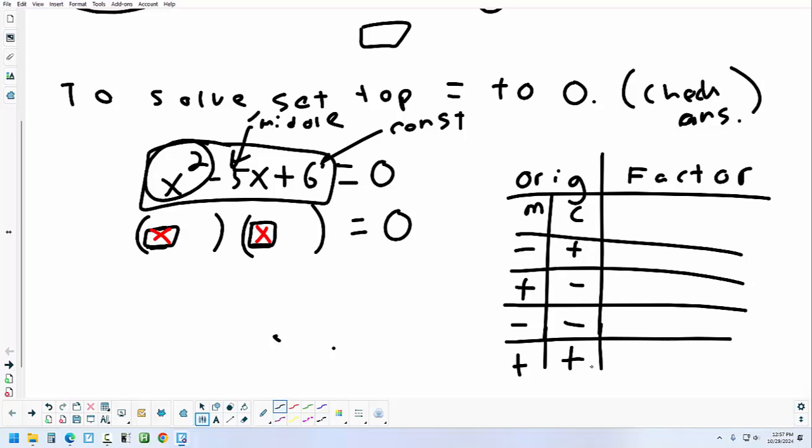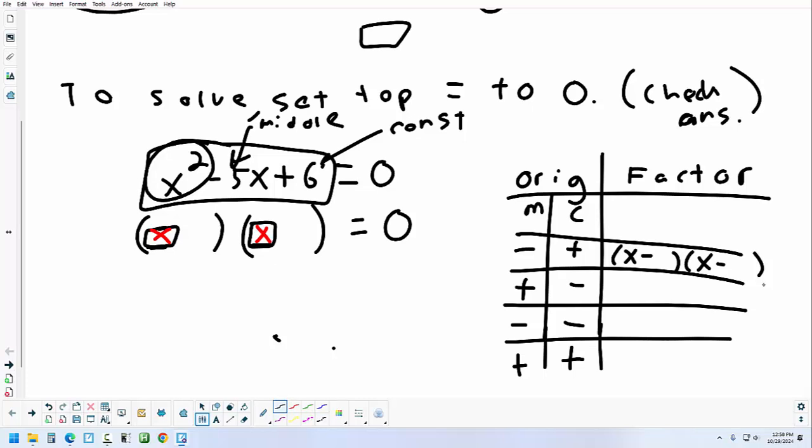That's the original. So now, when we factor it, if you have a negative in the middle and a positive for the constant, the 2 signs that you need to use in the parentheses are a minus and a minus. In fact, if you want me to, I can write it. It's going to be x minus, x minus.